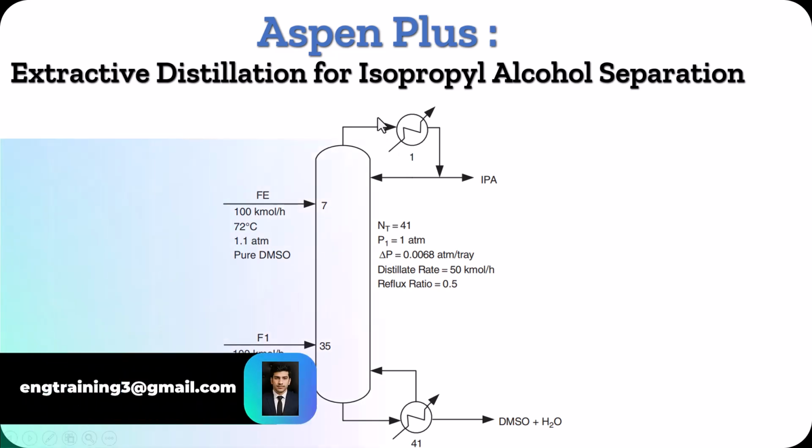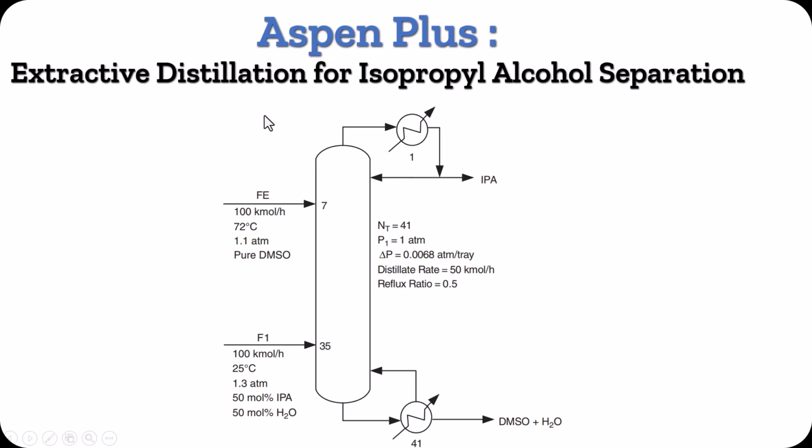Hello and welcome. In this video, I'm going to show you how we can simulate extractive distillation columns for isopropyl alcohol separation. Here you can see our column, and we have two inlet streams. This is our feed, with 50% IPA and 50% water. And this is our entrainer stream, which is pure DMSO, or dimethyl sulfoxide. Our objective is the separation of IPA from this stream. So in the top, or distillate, stream we have IPA, and for the bottom stream we have DMSO plus water. Okay, let's get started.